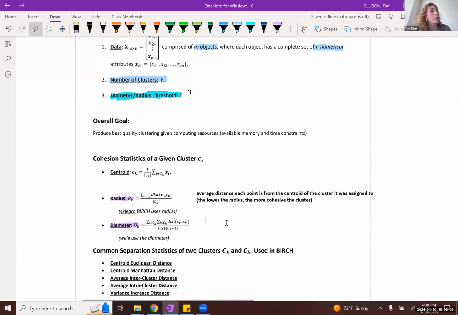Alternatively, another way to measure cohesiveness of a given cluster could be to use the diameter. If we try to interpret this equation here, you can see that what this represents is the average pairwise distance of each set of points in a given cluster. So on average, the closer each of your observations are to each other in a given cluster, the more cohesive the cluster.